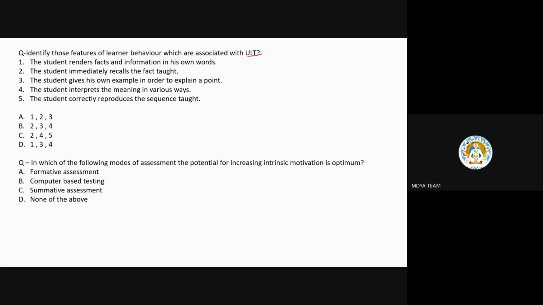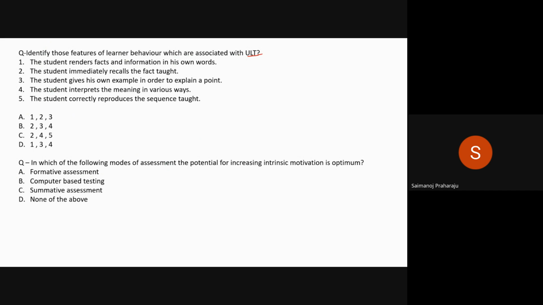The first, memory level, was associated with just rote learning, memorizing the fact, reproducing the fact when asked. The understanding level was one step ahead of the memory level. In understanding level of teaching, there is a better understanding of the concepts. The learner can apply the concepts. So now, which of the following are associated with the ULT?